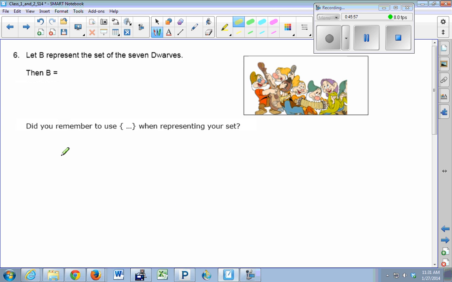Now, here's a fun one. I want you to represent the set of 7 dwarfs at your seat, and I want to see who can do it. Which group can do it the fastest? Here we go. Go! First of all, the capital letter B is representing the set. What do I do after the equal sign? What's the first thing I do? The squigglies, the braces, right. Okay, slow, don't go. My last class, the person zipped them off, and I said, I can't write that fast.